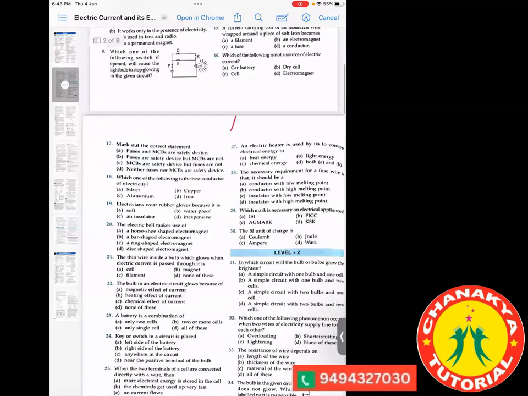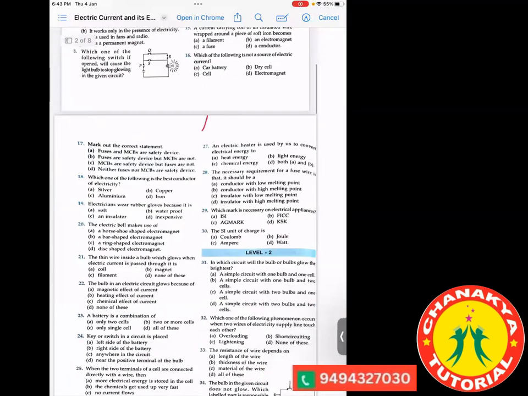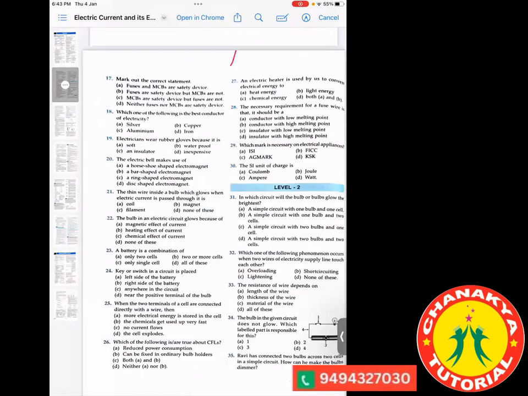Question number 27, Anubhav. Yes, ma'am. In question number 27, an electric heater is used by us to convert electrical energy into heat energy. Correct. It will be converted into the heat energy. 28, Yashwant.